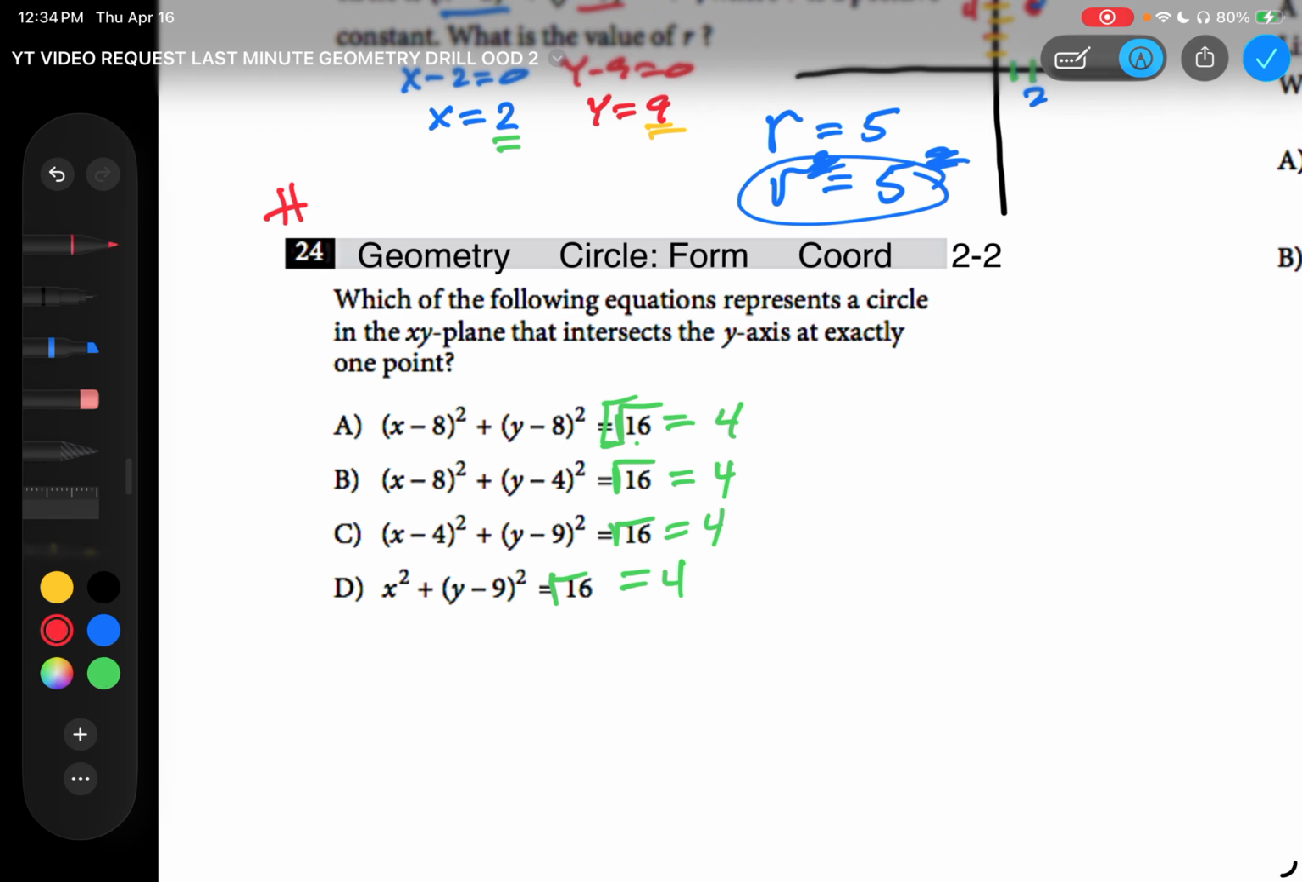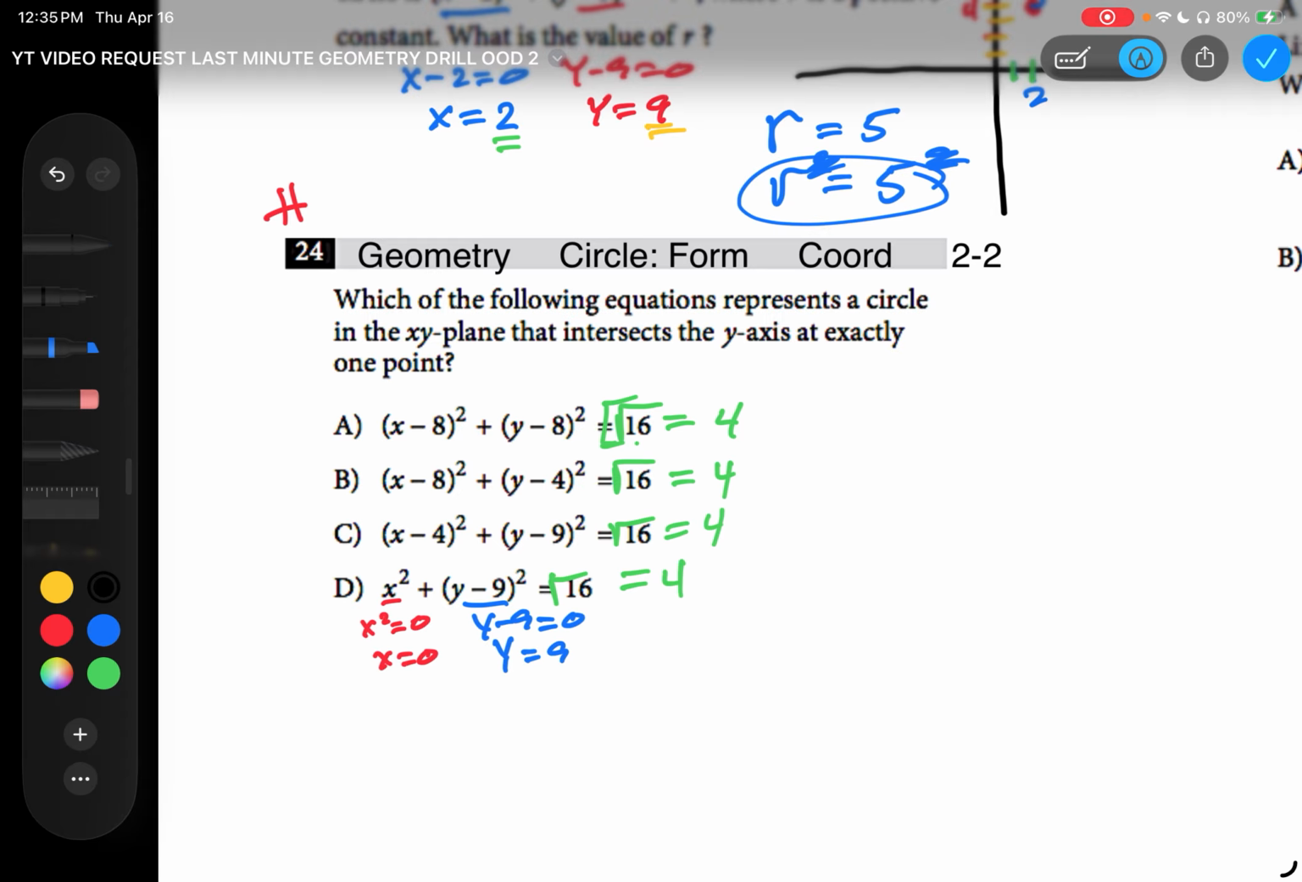Now, I'm going to do answer choice D first to show you our center coordinates. When you see x squared, set it to equal 0, and then x would just simply equal 0. What about our y coordinate? If I do y minus 9 equals 0, then y equals a positive 9.